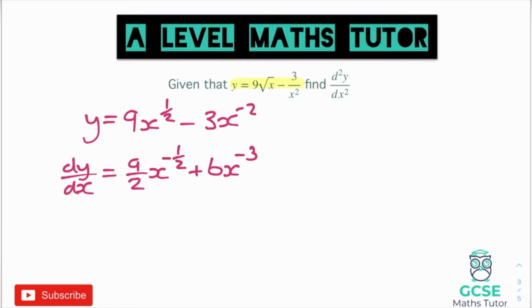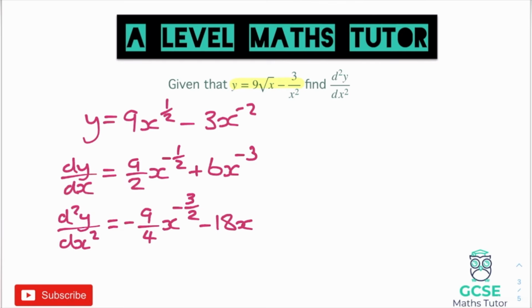To find our second differential, which we write as d squared y over dx squared, then we just have to differentiate this once more. So 9 over 2 times negative a half becomes negative 9 over 4. Again, that's x, and if we decrease that power by 1, it becomes negative 3 over 2. We then have 6 times negative 3, which becomes negative 18, and again that is going to be x to the negative 4 when we decrease the power by 1. So there we go, that is called our second differential, and we're going to use that to find rates of change. But there we go, that's all you need to do. You just need to differentiate and differentiate again.